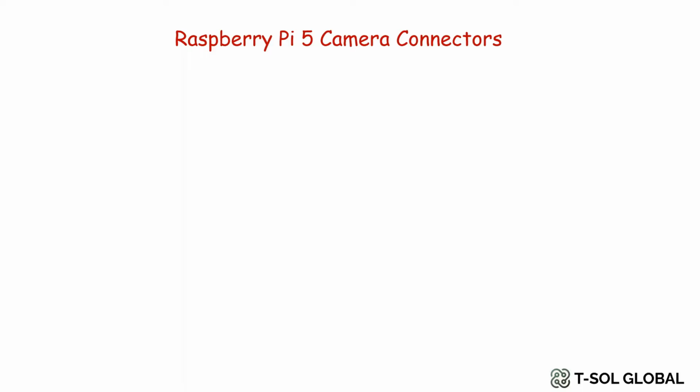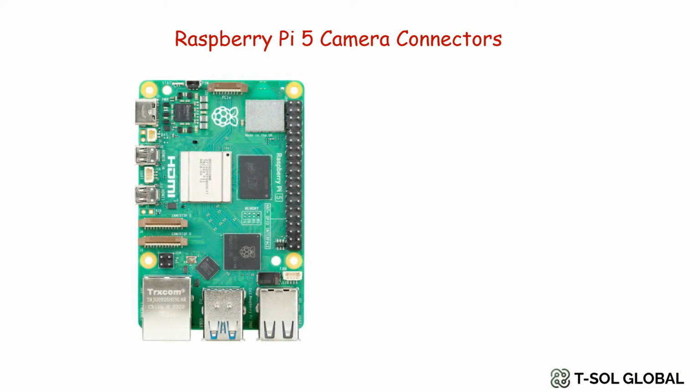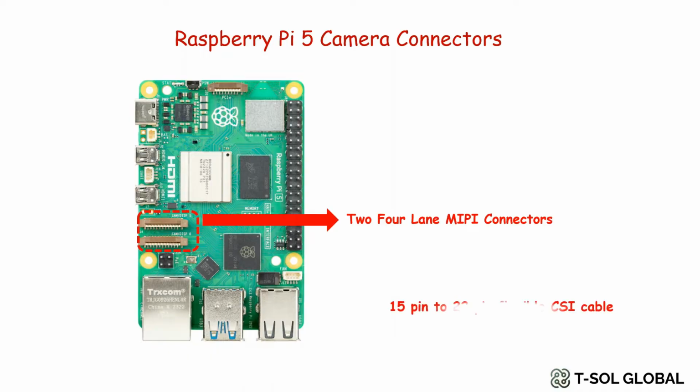So next we will see the camera connector for Raspberry Pi 5. In Raspberry Pi 5, there are two camera connectors. So those are two 4-lane MIPI connectors. So it mainly is 15 pin to 22 pin flexible CSI. In previous version of Raspberry Pi, which is Raspberry Pi 4, there was 15 pin CSI flexible cable connector. But in the current version, the Raspberry Pi 5, we have 22 pin flexible CSI connector or cable.